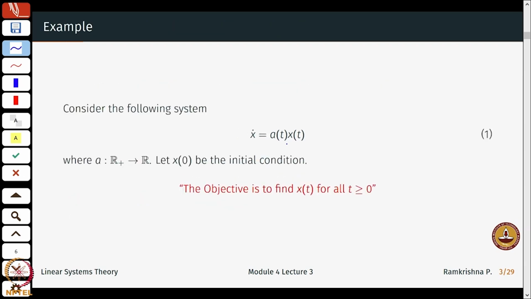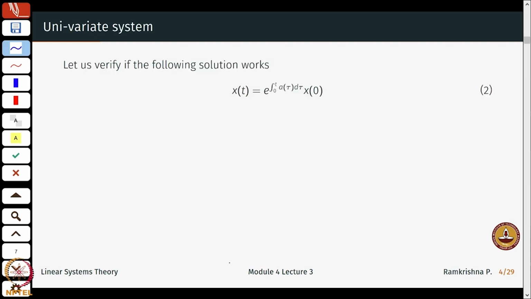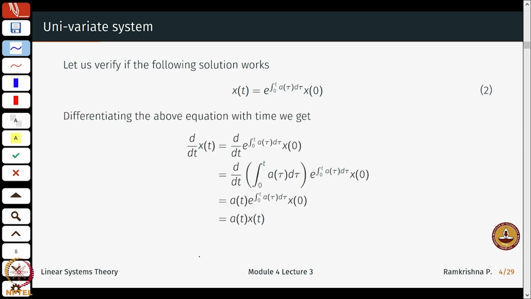Similar to the LTI, the time invariant case, let's start with a scalar equation or a univariate example. A is in R, and let us start with some initial conditions. The objective is to find x of t for all times t greater than or equal to 0. Let us take a cue from the LTI systems and try an exponential solution, e power a t times x0. Now let me propose a solution like this. What I would want to verify is whether this is the solution.